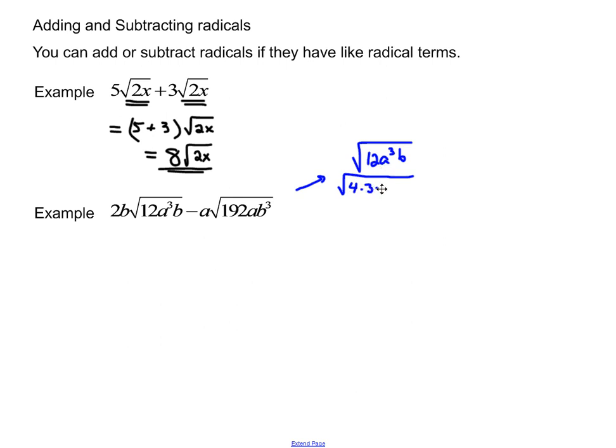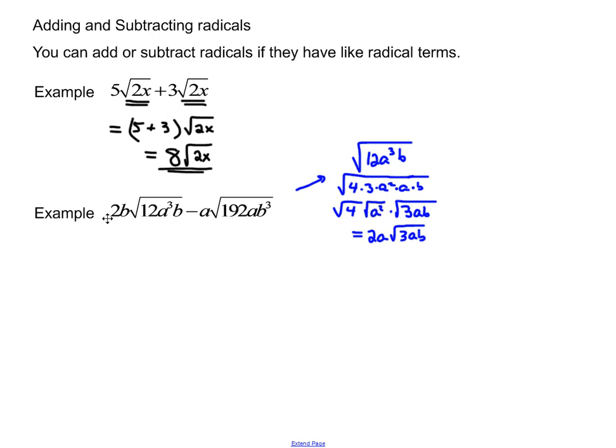And a cubed, well, that's really the same thing as a squared times a, and we're still multiplying that by b. That has no perfect square factor. So if we divide that up, it's really like saying, well, the square root of 4 and the square root of a squared, right? Those are our perfect square factors, times the square root of 3ab left over. And so this is really like saying 2a times the square root of 3ab.